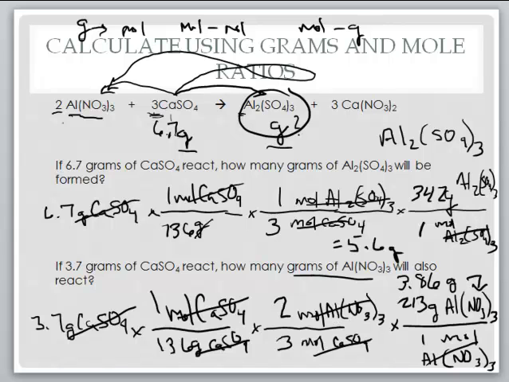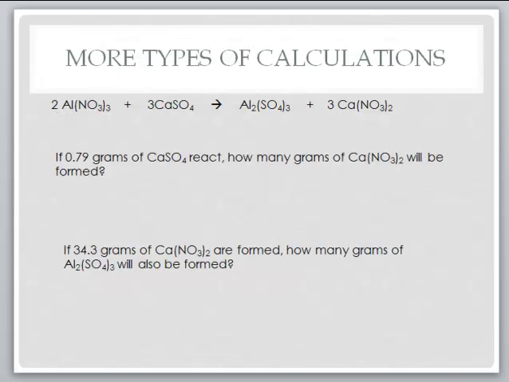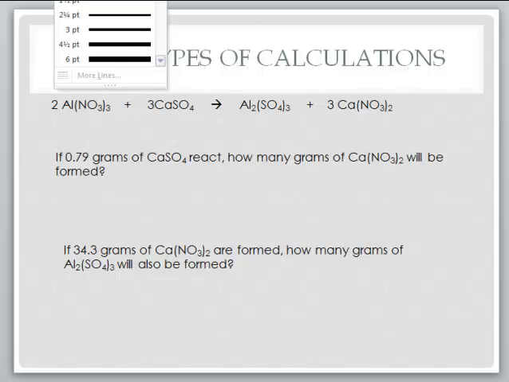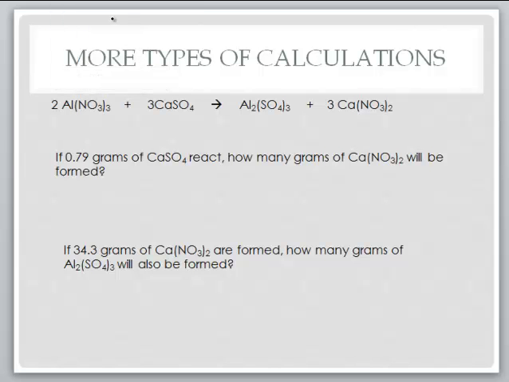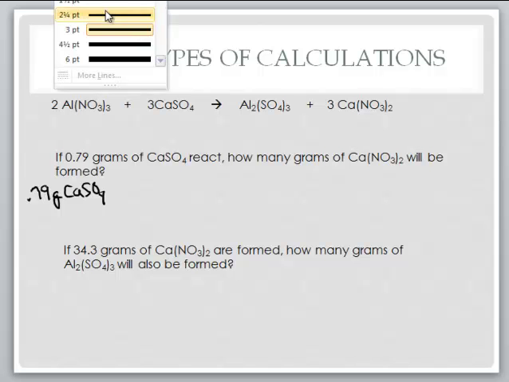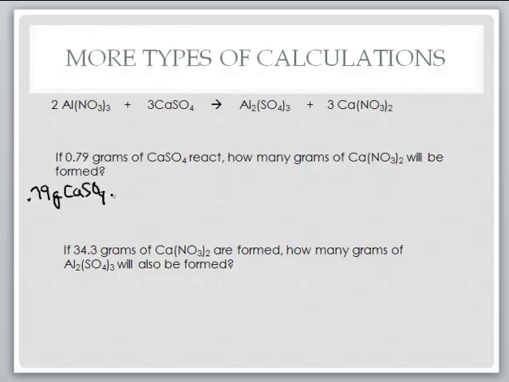Alright, let's take a look at one more slide, do a couple more problems, and call it a day. Okay, so we have our equation, and let's start with the given. I'm going to try to write this in here a little better. We've got 0.79 grams calcium sulfate. In fact, let me try a little bit thinner of a pen. So again, we want to go from grams of calcium sulfate, and we want to find grams of calcium nitrate.